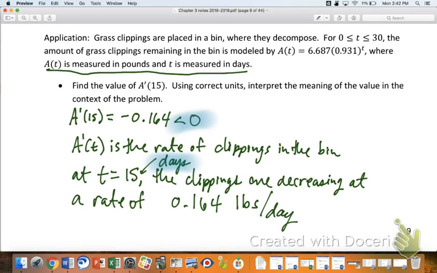Yeah, Andy? So do we have to write out whether it's decreasing or increasing every time? I was glad that Anna said what she said, because I think this is the best, most contextual version. There are some more generic versions. If you wanted to say something like A prime of 15 is the rate of change of grass clippings on day 15 in pounds per day, that's a little more generic. This is a little more specific and contextual because the rate of change is negative, so the amount is decreasing, right? So I think this is best.